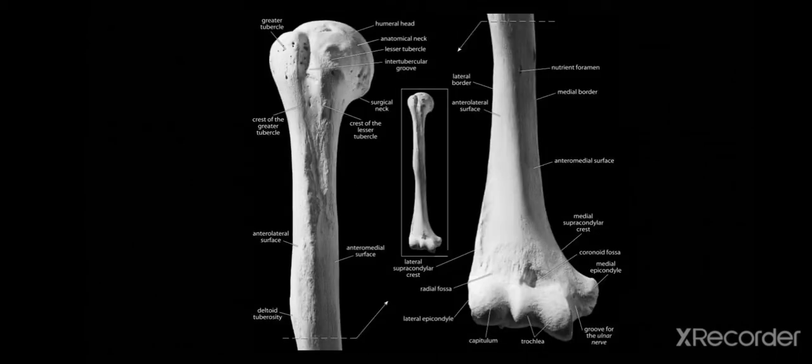Now let's see the gross features and attachments of humerus. Humerus has two ends, an upper end, a lower end and an intervening shaft. Let's see the upper end. Upper end has the head, three necks and two tubercles, a lesser tubercle and a greater tubercle, and an intertubercular sulcus. First of all, let's see the head. Head is rounded and large. It forms 1/3 of a sphere. It is large as compared to the glenoid cavity. It articulates with the glenoid cavity to form the glenohumeral joint.